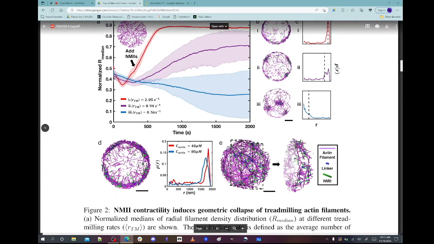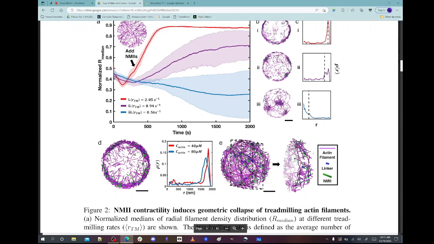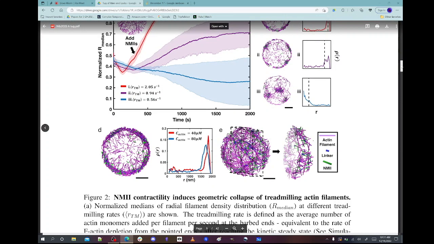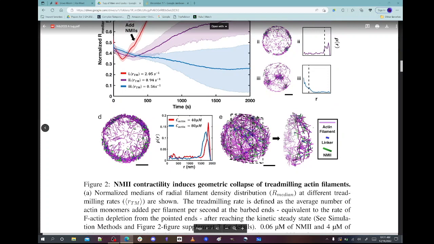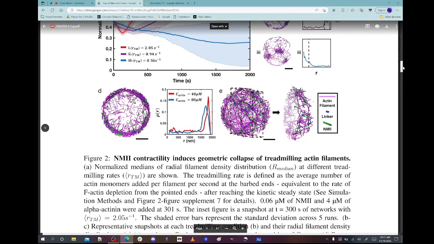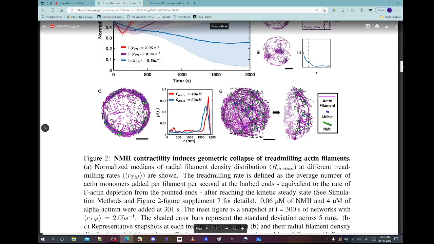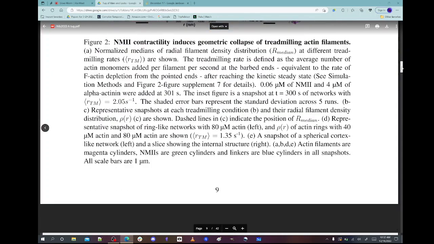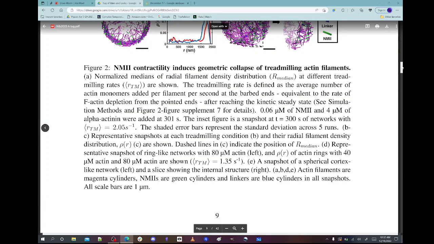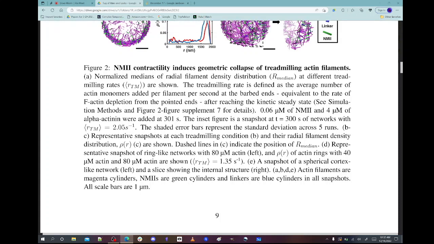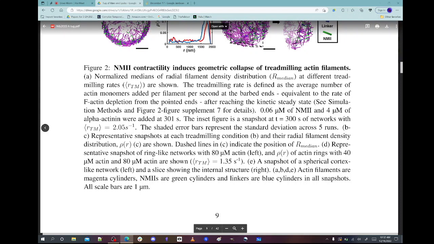NM2 contractility induces geometric collapse of treadmilling actin filaments. Normalized medians of radial filament density distribution at different treadmilling rates are shown. So these are rates where they're moving around and they're active. And they show that in some cases this collapses. And I guess in E is where they have a collapse situation. So in E, a snapshot of a spherical cortex-like network, and a slice showing the internal structure.